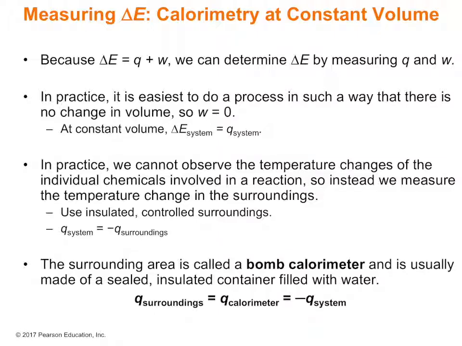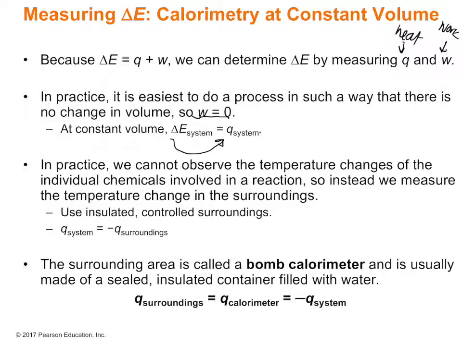Because the change in energy equals Q plus W, we can determine the change in energy by measuring Q and W. Q, remember, is heat, and W is work. In practice, it's easiest to do a process in such a way that there is no change in volume, so W equals 0. So if we can keep the volume constant, that will make the work equal 0, and that means that the energy of the system is the heat of the system.